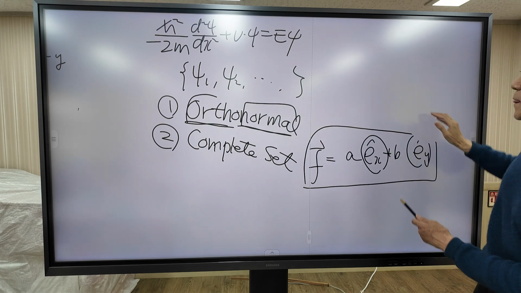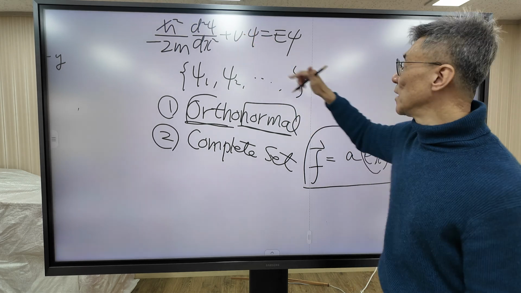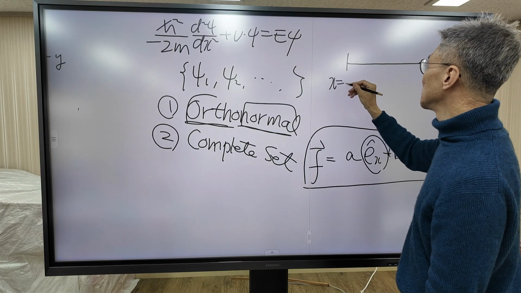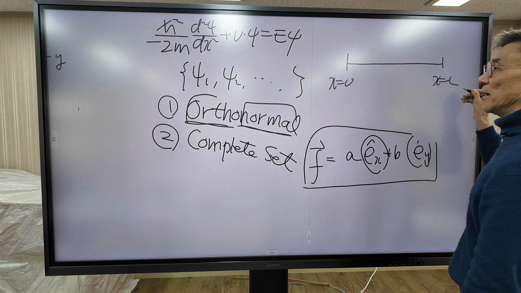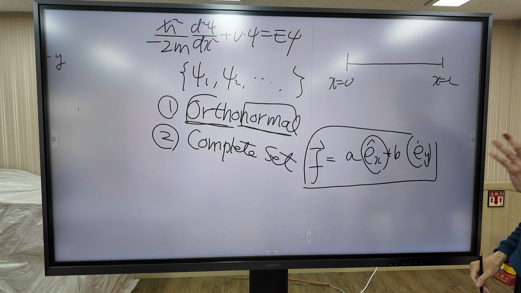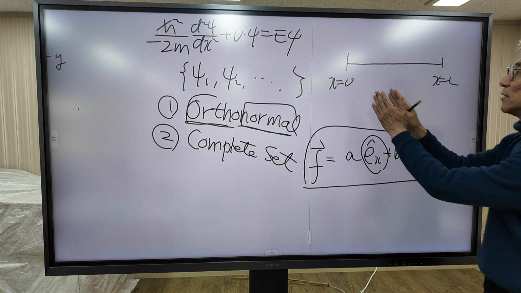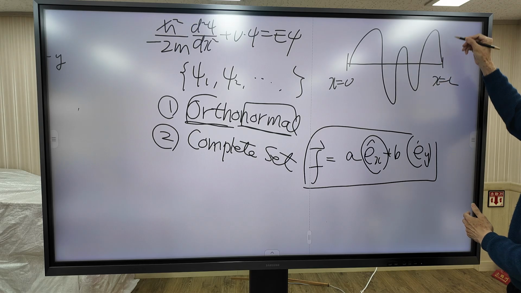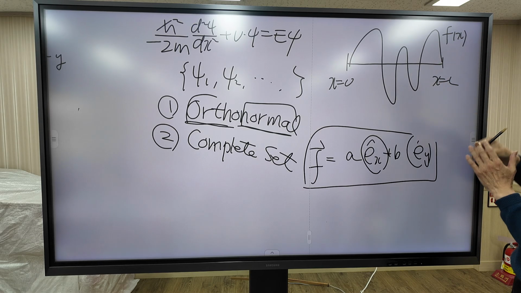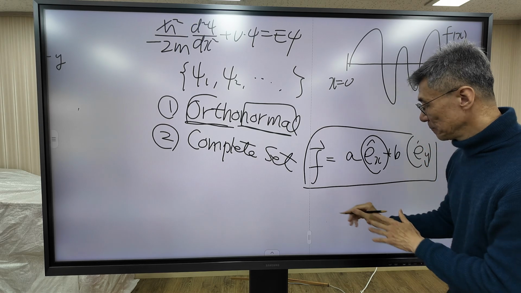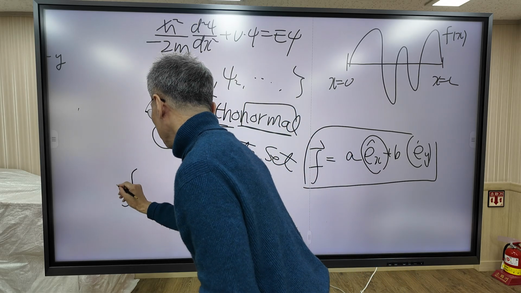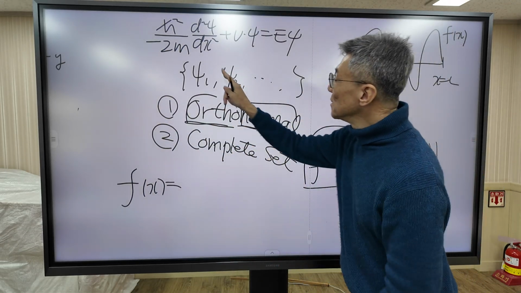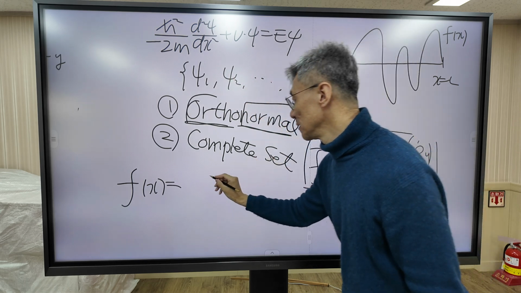What this means is that in the one-dimensional particle in a box, the function is defined between x equals 0 and x equals L, and you can define any arbitrary function between x equals 0 and x equals L. So this is the arbitrary function. Then this function can be expressed as a linear combination of these functions.